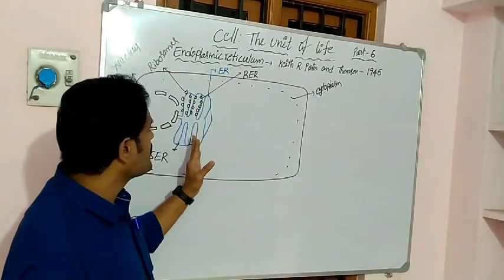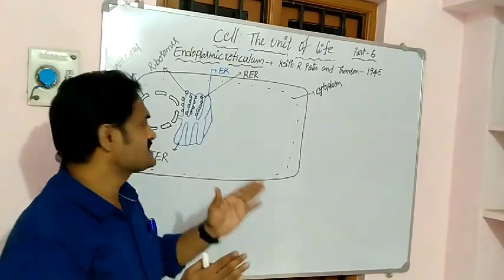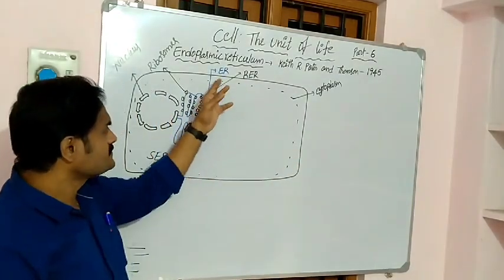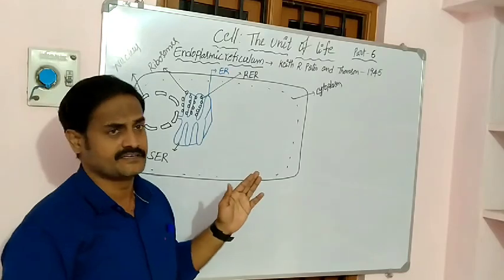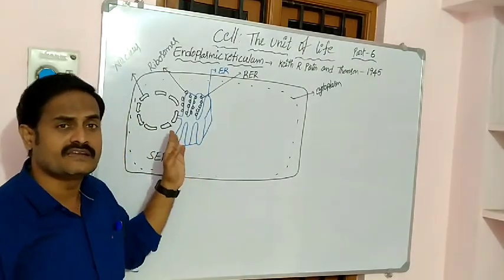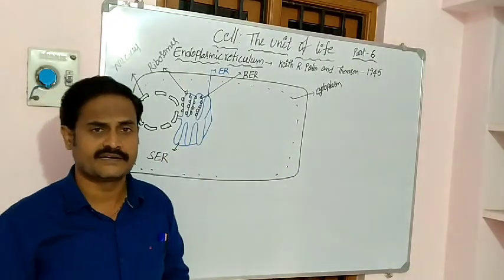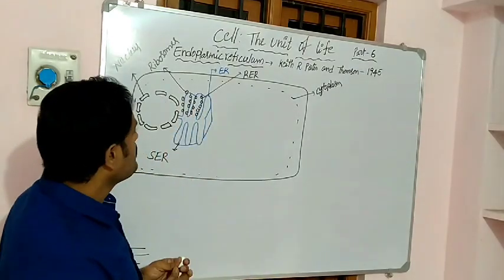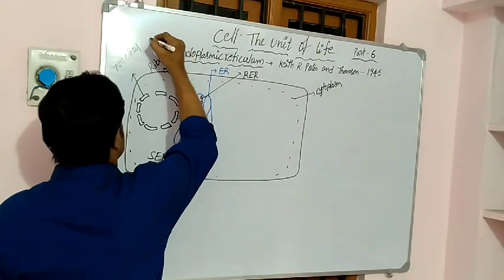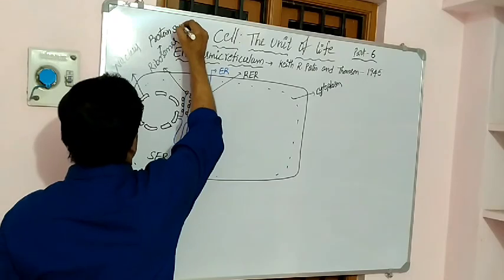So commonly the endoplasmic reticulum consists of two portions. One portion consists of ribosomes, and this part is called RER, rough endoplasmic reticulum. The remaining portion has no ribosomes, and this portion is called smooth endoplasmic reticulum. Commonly, the main function of ribosomes is protein synthesis.